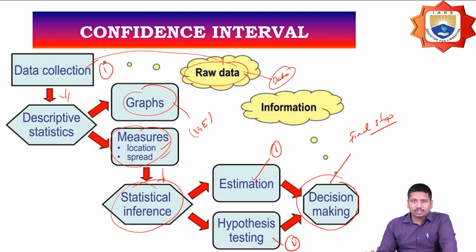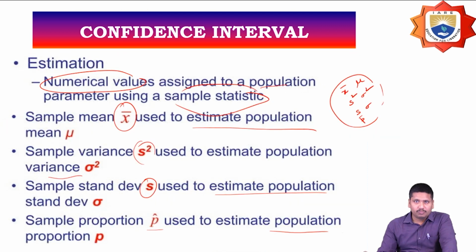Then the data collection is the very first step we have to perform. It should be extracted from the raw data, and this is going to be subjected to descriptive statistics, which is conducted through graphs and some measures, and these measures are going to be subject to statistical inference. From this statistical inference, we have to estimate, and we can also perform hypothesis testing, and then finally we perform the decision making.